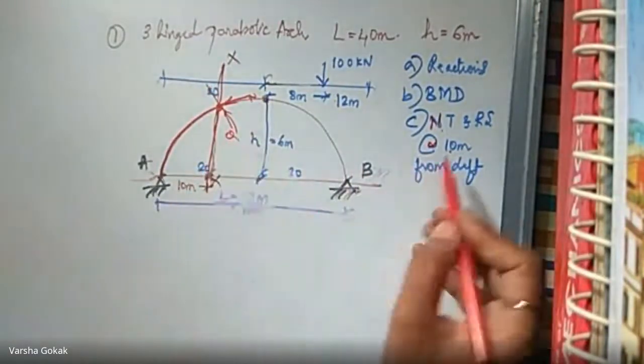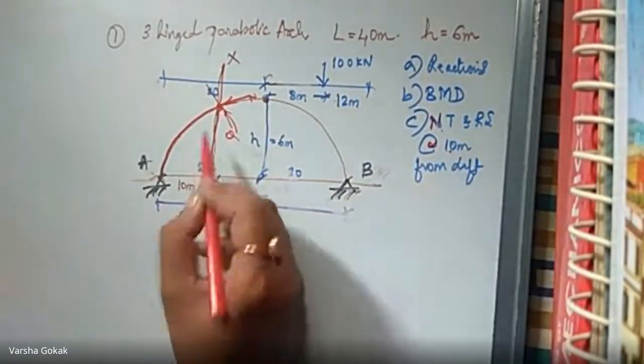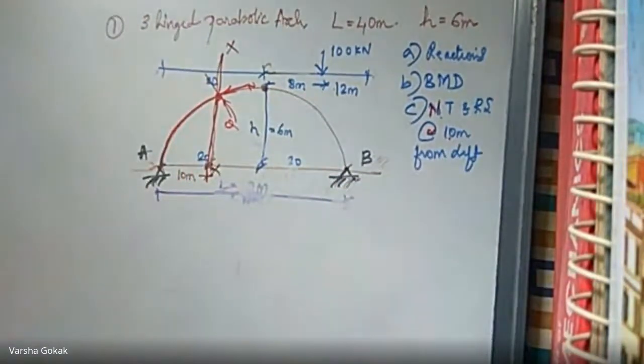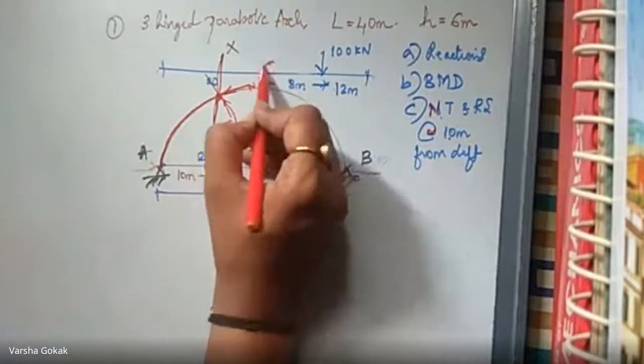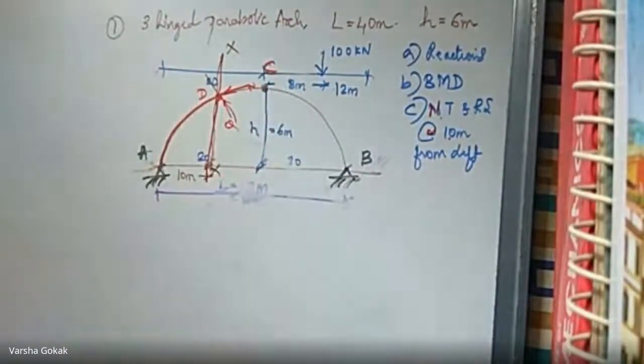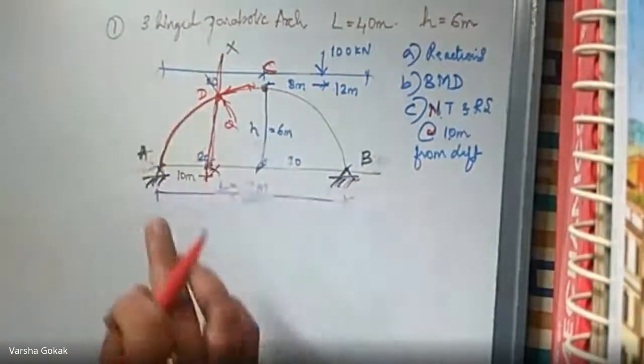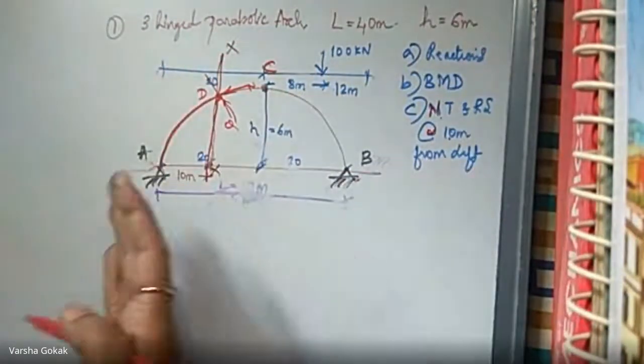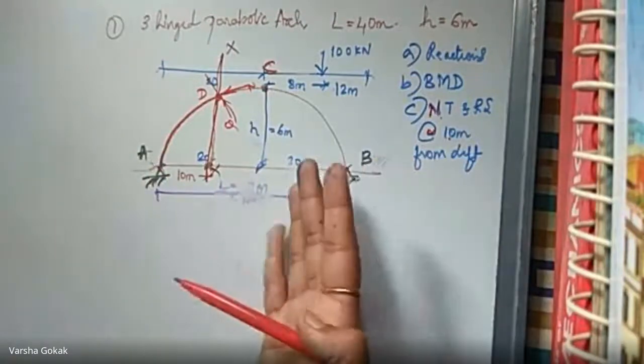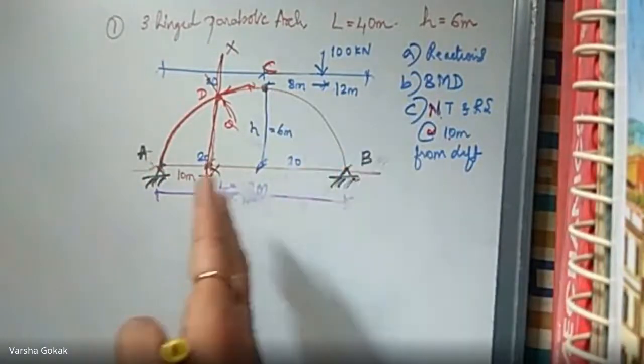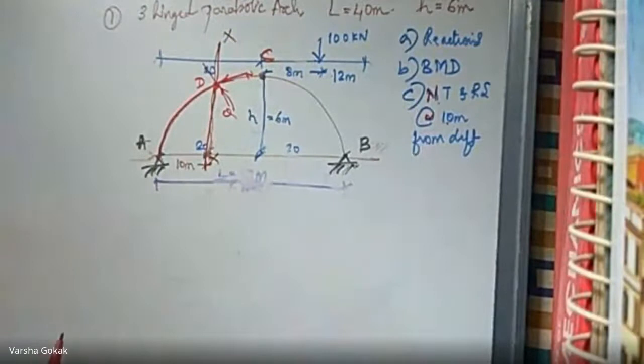So at what distance it has to be found is given, and I have just shown that point. Okay, so you can call this A, B, C, and this one we are going to find is D. So normal thrust and radial shear at one point we have to find. He will tell us in the question which point: 10 meters from left, 10 meters from right, or 5 meters from left and right, like that. So this is the question. Your doubt is clear?